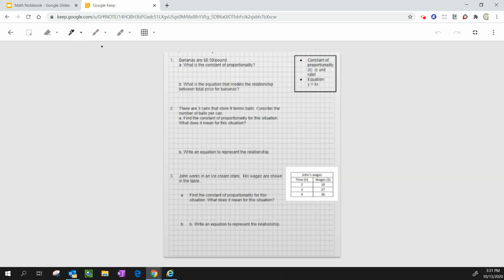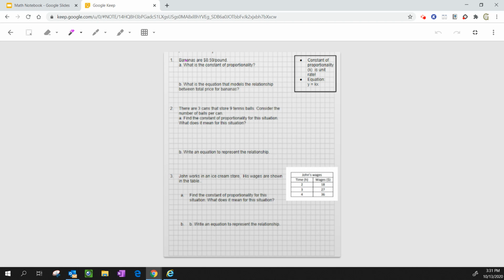So along the side, I put a couple of reminders for you. One of them is that the constant of proportionality, we said also called k, is the unit rate. And when we have an equation, it's always going to be y equals kx. y and x could be other variables that fit the problem, but that's going to be your basic idea.